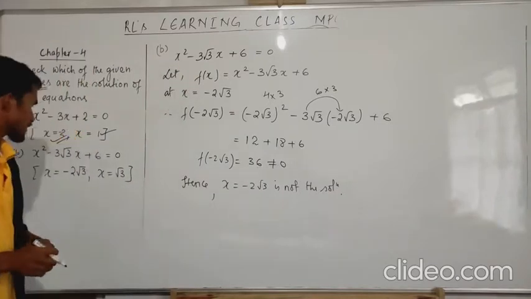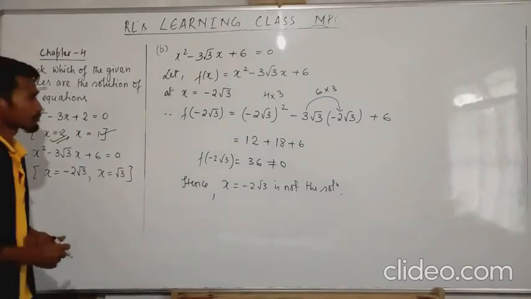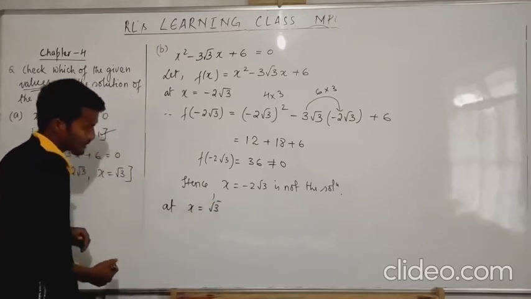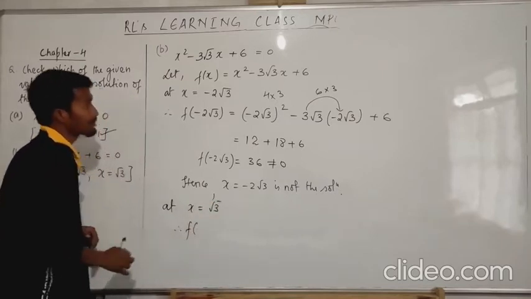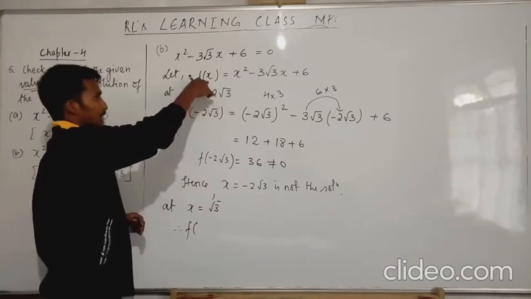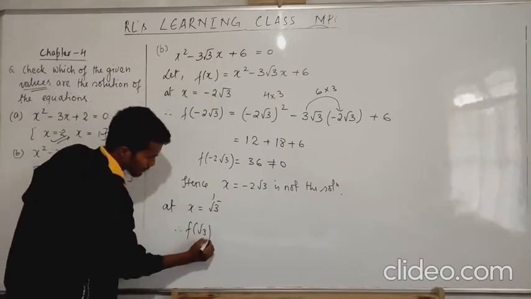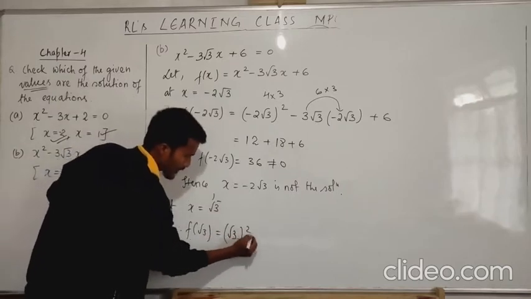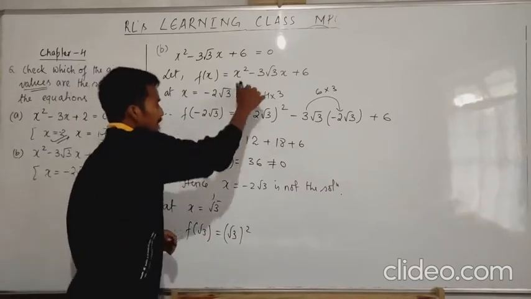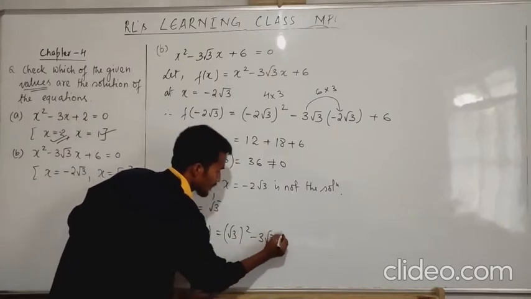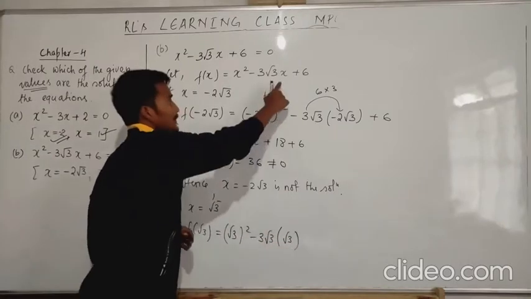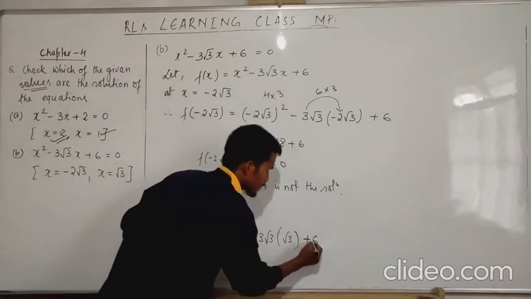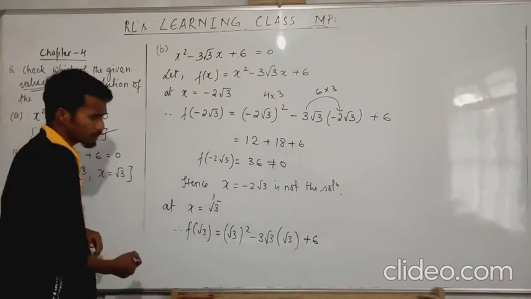Okay, then next, x is equal to root 3. Let's take this one. Therefore f of root 3, in place of this x, what do you have to put? Root 3. Then in place of this x, root 3, but square is there, and I put square. Then minus 3 root 3 into root 3. In place of this x, we have to put root 3. Then plus 6.